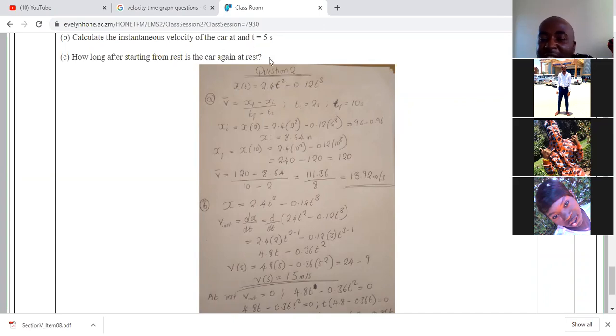But remember the word rest. When you say a car is at rest and starts to move uniformly, that meant that the initial velocity of the car is actually 0. I'm sure you remember that. You don't remember, guys? So if something is at rest, the velocity is 0. So when they tell you find when it is at rest, it means they want you to equate the velocity function to 0.